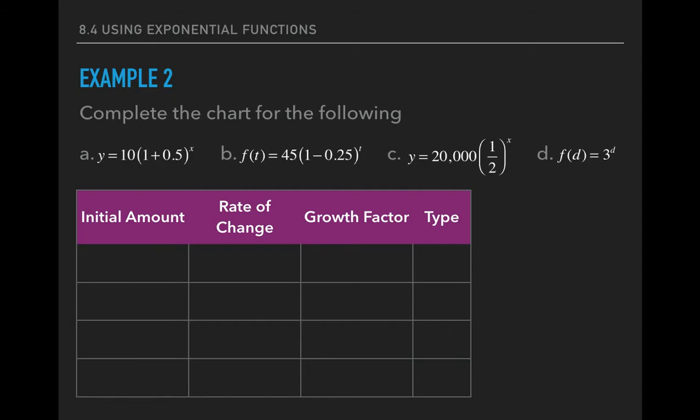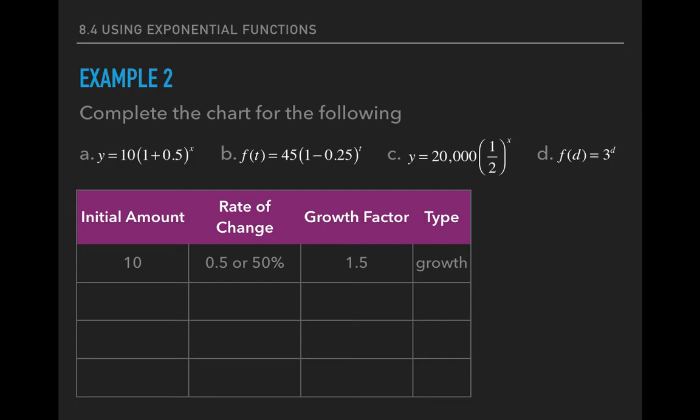So let's look at that first one. At letter A, the initial amount is our A value, which would be 10. Our rate of change is 0.5, which, if we were to write that as a percent, would be 50%. The growth factor is 1.5, and this is an exponential growth because for every unit of time, it grows by 50%, each unit of time.